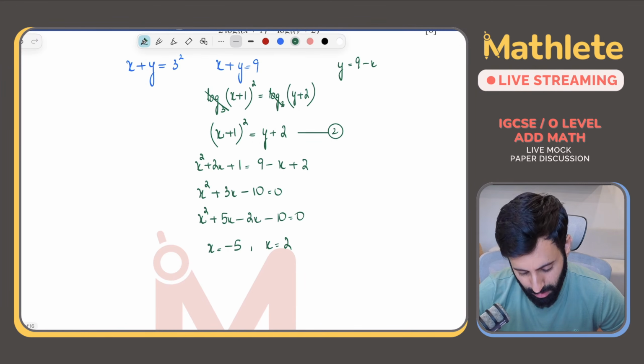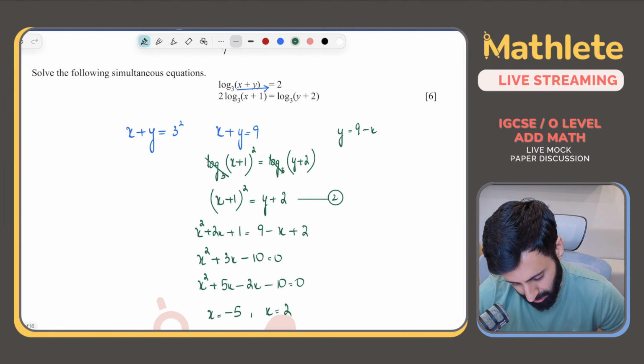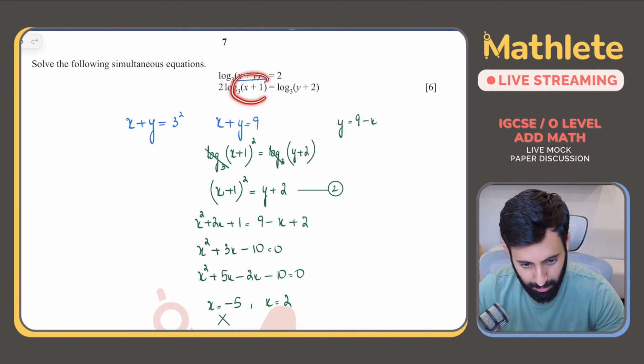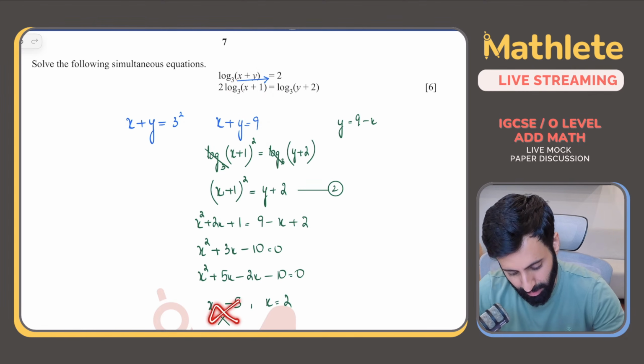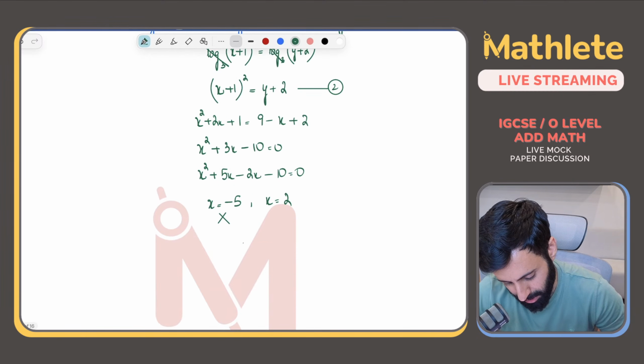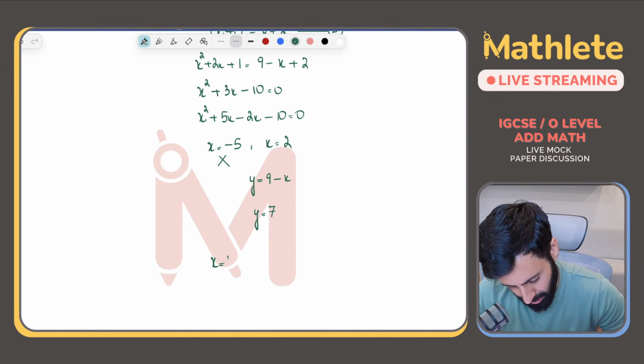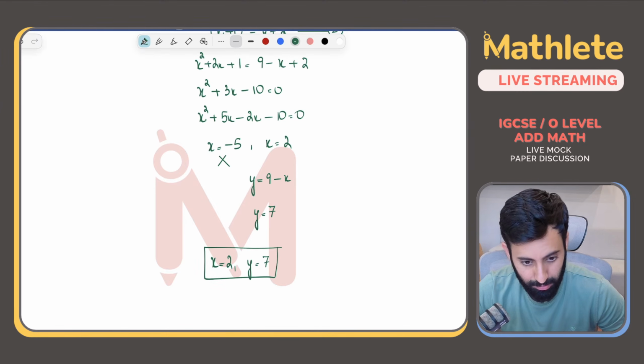Now, which value makes the most sense? Can we go with both the values? No, we can't go with minus 5, because if I go with minus 5, then log (x plus 1) base 3 becomes negative. So this value is not acceptable. The only acceptable value is 2. And what's y equal to? y is equal to 9 minus x. So y is equal to 9 minus 2, which is equal to 7. In the end, just write your answer in one place for good measure. x equals 2, y equals 7.